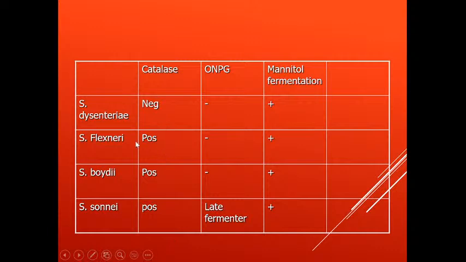If it's positive, it might be one of these three organisms. And if it's negative, it's probably Shigella dysenteriae. Okay, if it's ONPG negative, it's probably one of the three. And if it's a late fermenter, it's probably sonnei. Now, let's move on to the next topic.